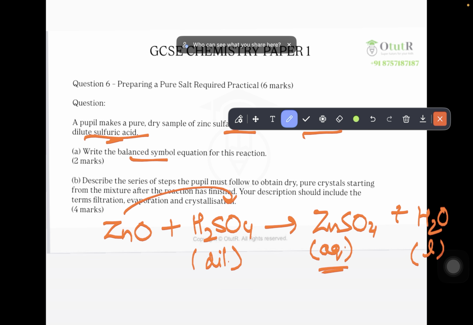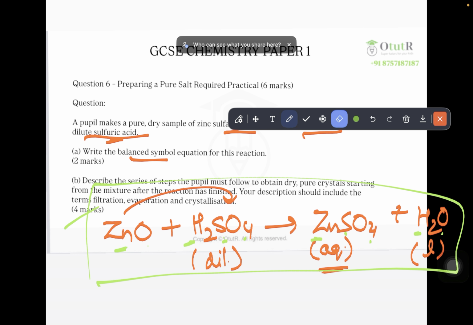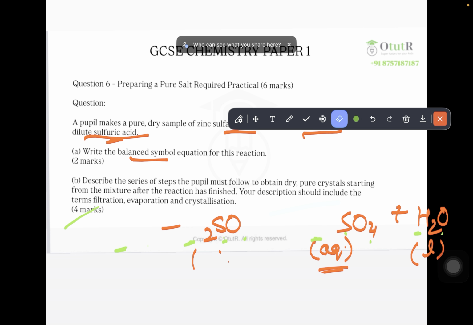How to check if the balancing is done correctly or not? So we have zinc, metal. Then is there any non-metal? Yes, sulfur and sulfur over here. Now we'll check hydrogen. It's 2 and 2. And oxygen, how many in total? 4 plus 1 is 5, and 4 plus 1 is 5. So this equation is already balanced, it needs no balancing.